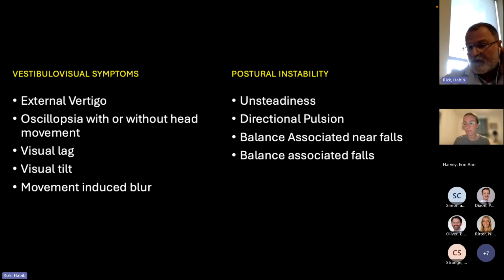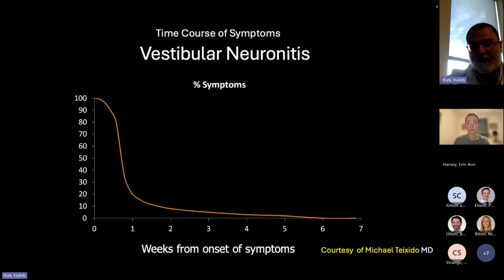And finally, postural instability, which includes unsteadiness, near falls or falls, as well as directional pulsion, which is another word for drop attacks. If we look at the time course of symptoms of the various vestibular disorders, we can see, for example, and these graphs are courtesy of Michael Teixido, who has an excellent presentation about vestibular migraine at the Academy for those of you who are attending, and I strongly recommend it.